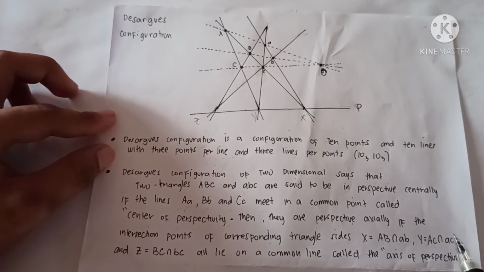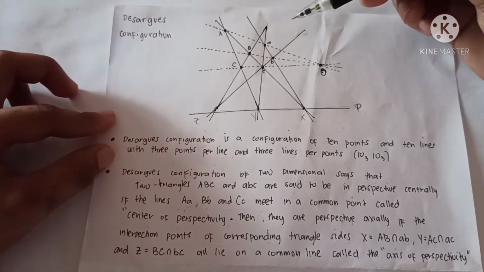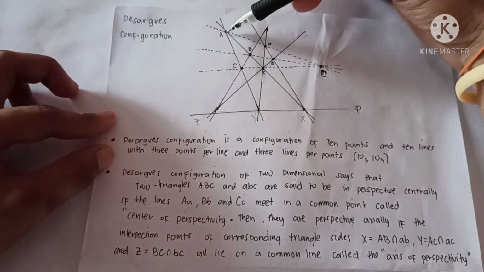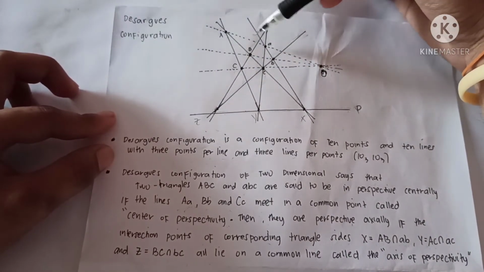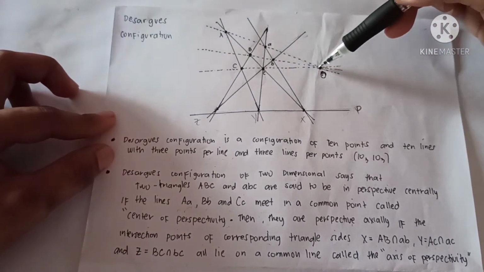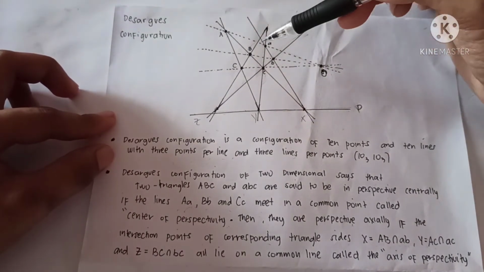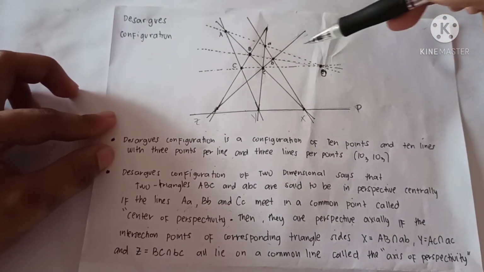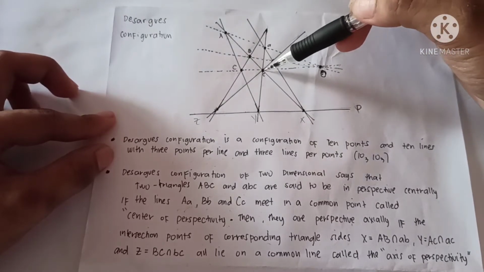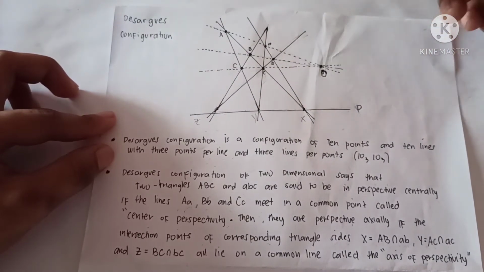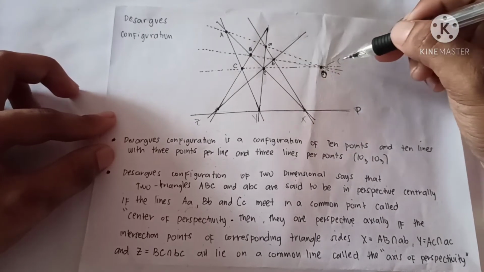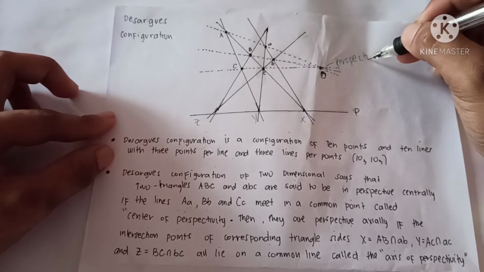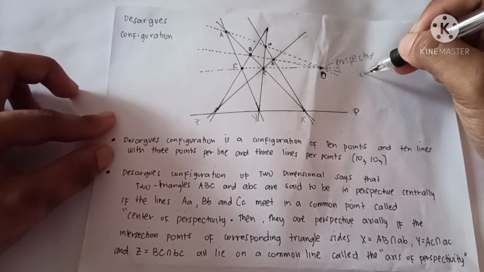Meaning they are perspective centrally if those lines meet in a common point. Meaning line large A and small a meet in a point O. Large B and small b meet in a point O. Large C and small c meet in a common point, which is called perspective centrally.